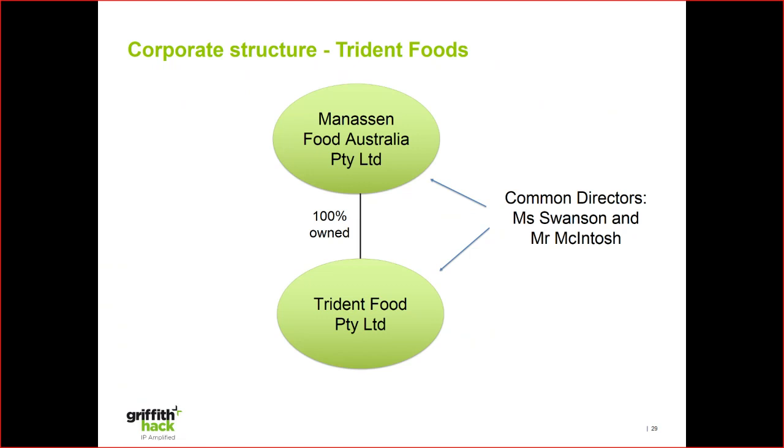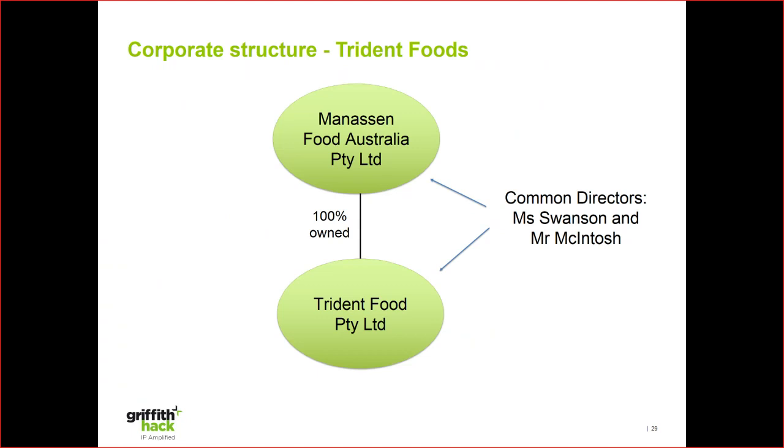And what happened was Trident Food stopped selling the product and Madison Food started selling the product. So that caused a situation where Trident Food was the owner and Madison was using the mark, but Trident Food was a subsidiary of Madison. So the question was whether the subsidiary could control the parent's use of the Trident mark and whether that would then constitute authorised use. And as you can see there, there's common directors in this particular scenario.